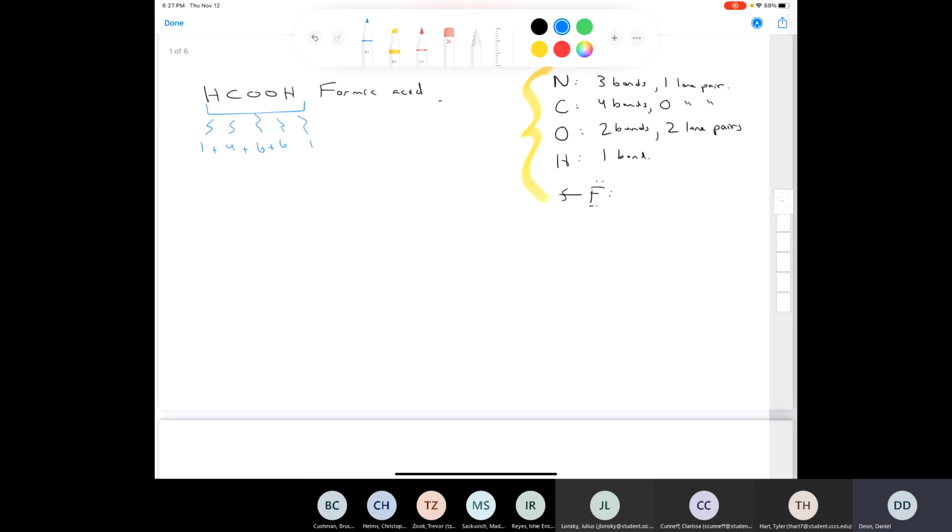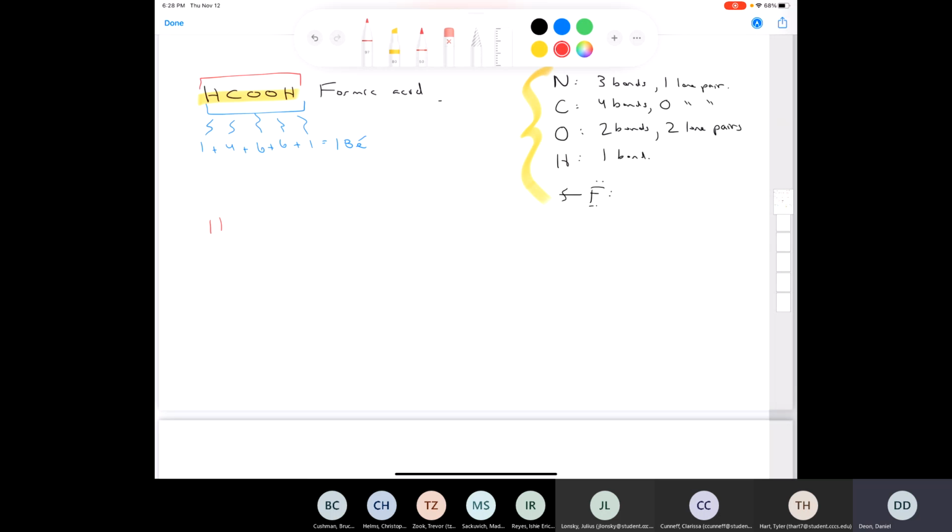I tally all those up, and I get a total of 18 electrons. Now, the reason why the formula is written CH2O2 instead of C2, H2, there's nothing wrong with that, but the way that it's written here, it tries to give you some information as to how the atoms are connected to each other.